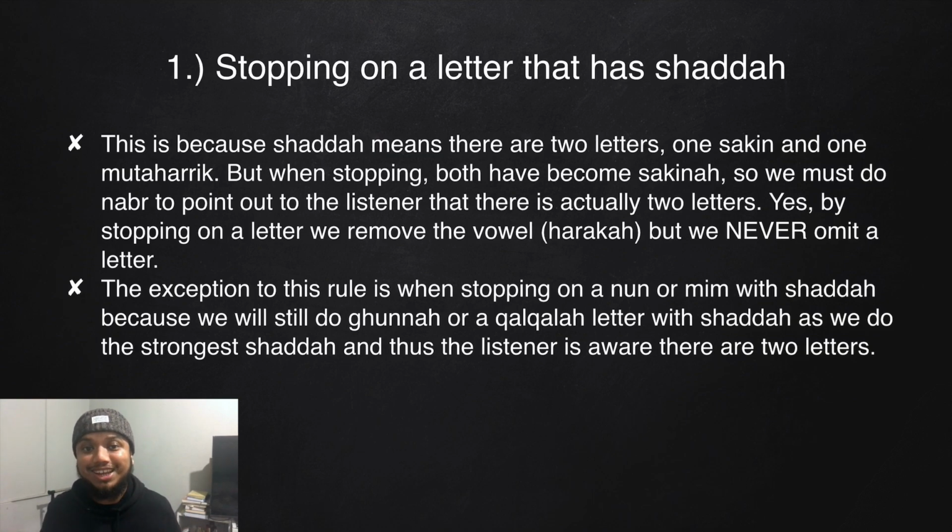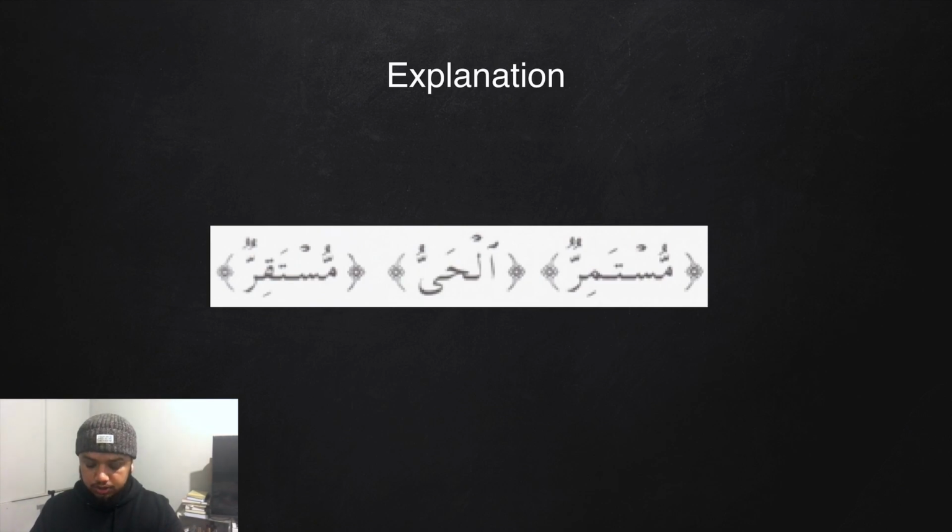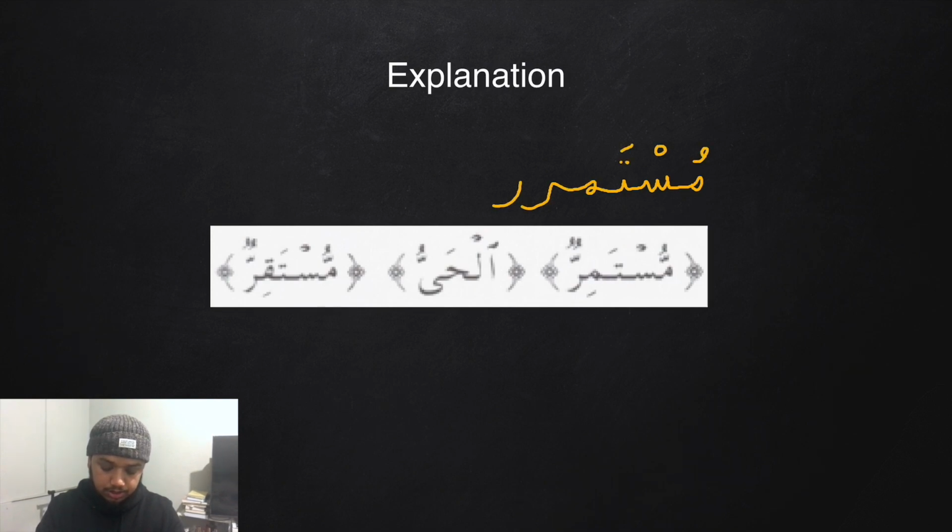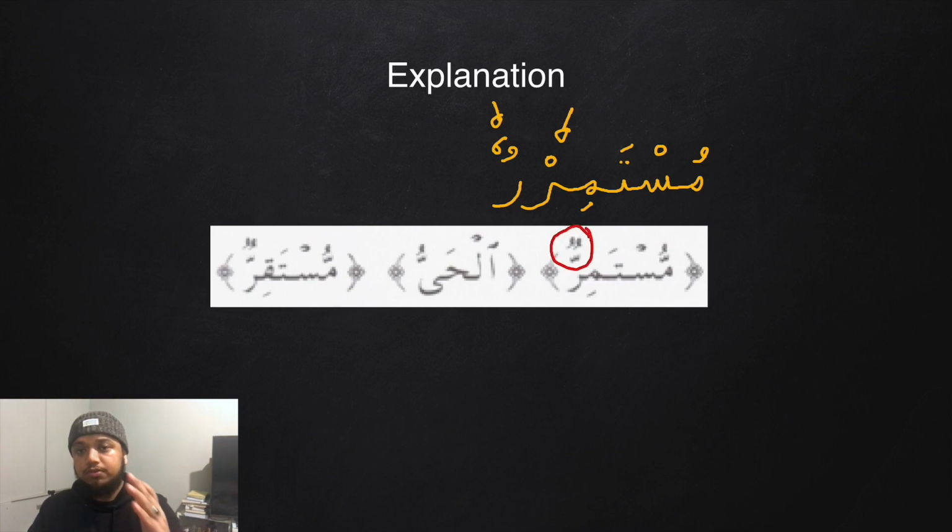So let's take a look at an example. If we take a look at this first example, inshallah, we can see we have the word mustamirrun. If we were to remove the shaddah, it will be like this: mustamirun. And this is why it has a shaddah, because there are 2 letters. One is sakina, one is mushaddada, so we join it together with a shaddah. So if we were continuing to read it, it will be mustamirrun, but if we are stopping on it, as you know, we will make it sakina.